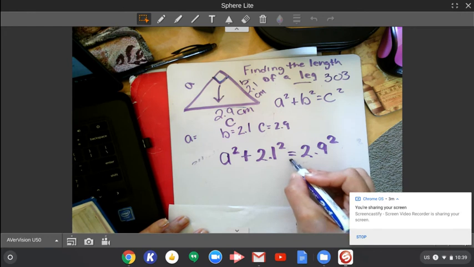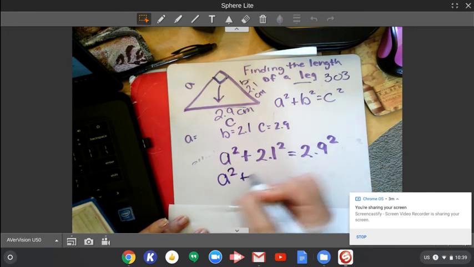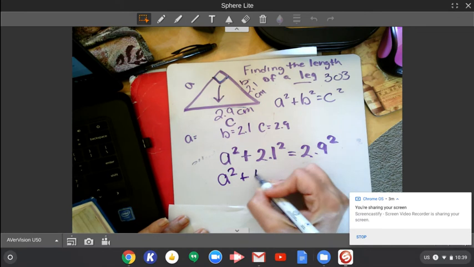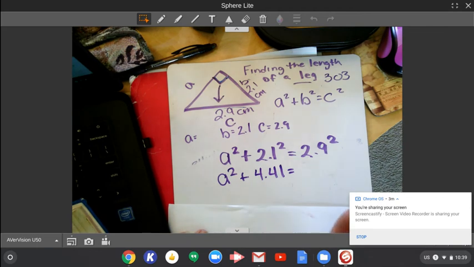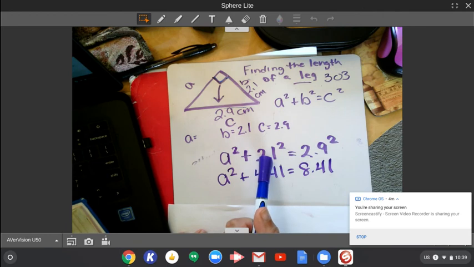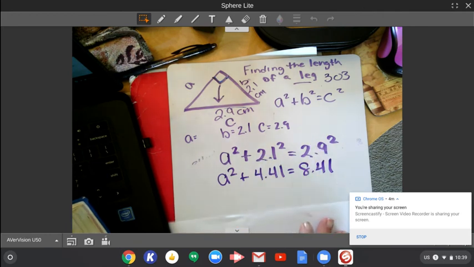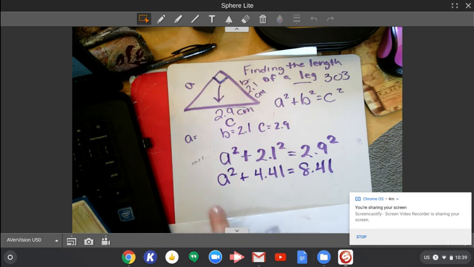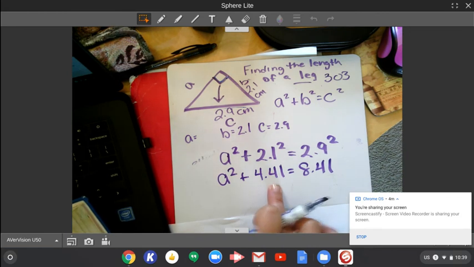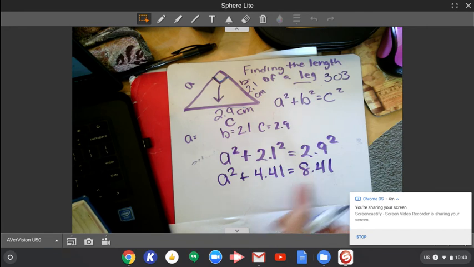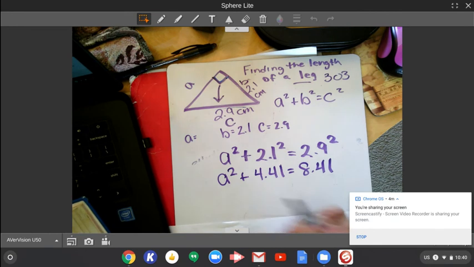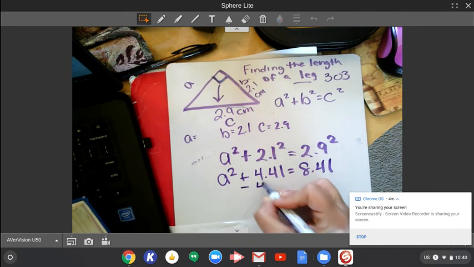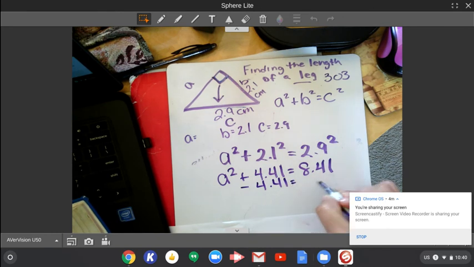Step 2. Now, I know that A squared plus, and I'm going to do 2.1 times 2.1, is 4.41, equals 2.9 squared, which is 8.41. Again, you can use a calculator. You would just do 2.1 times 2.1, 2.9 times 2.9. Now I have this equation: some number plus 4.41 equals 8.41. So what I want to do to find out what value goes here is subtract, just like a regular equation, what you've done in the past. So I'm going to subtract 4.41 from each side.